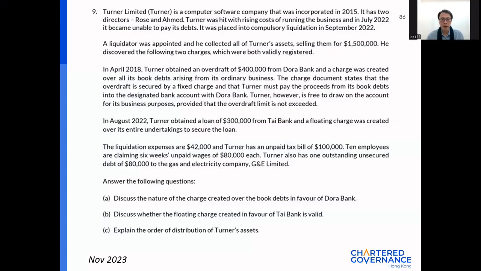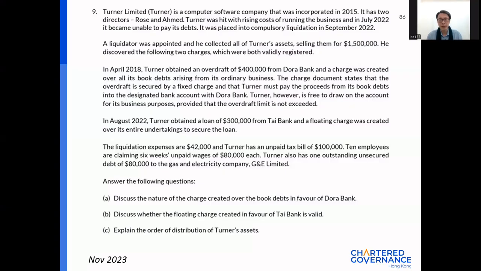So the 3rd paragraph is already very similar to one of the court cases I think you may know from your revision, and it's talking about whether it is a fixed charge or a floating charge. Then moving on now, August 2022. This is just a short time before the liquidation commenced, I guess. Turner obtained a loan of 300,000 from Thai Bank and a floating charge was created over its entire undertaking to secure the loan. So we can see here there may have been some overlap in the assets that has been used as security for loan.